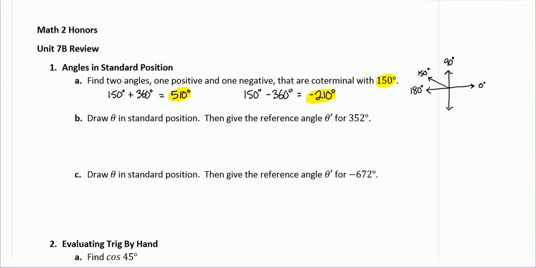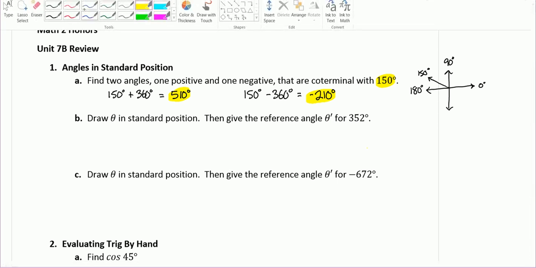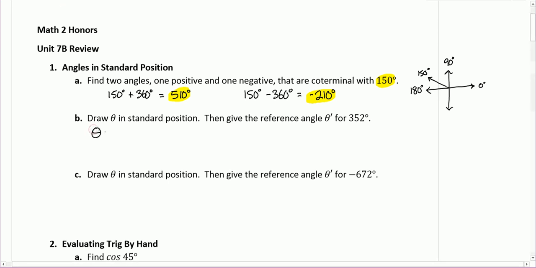Part B asks us to draw an angle in standard position, then give the reference angle for the angle 352 degrees. Okay, so theta is 352 degrees. So going counterclockwise, starting at 0 degrees, go 90 degrees, 180, 270 degrees, back around full circle at 360 degrees. So 352 is in quadrant 4. And it's this angle here. That's my 352, that's theta.